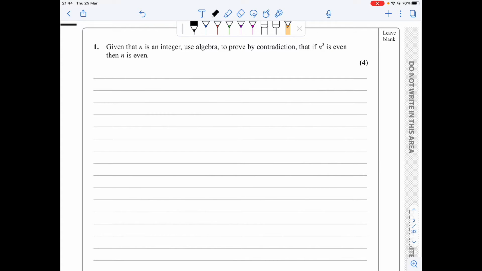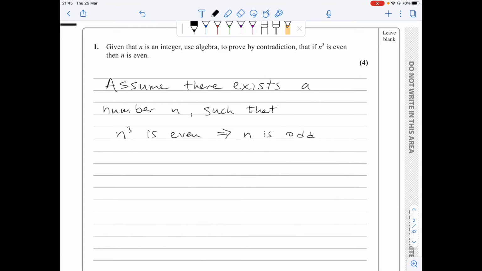In question 1, I will start the proof by assuming that there exists a number n such that if n cubed is even, then n is odd. Now let n be an odd number, so n can be written in the form 2k plus 1, where k is an integer.